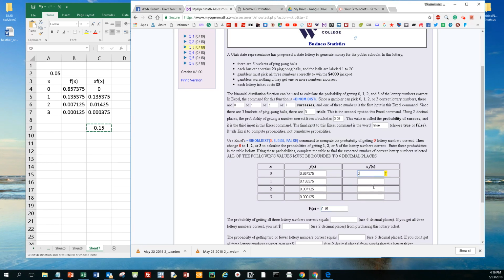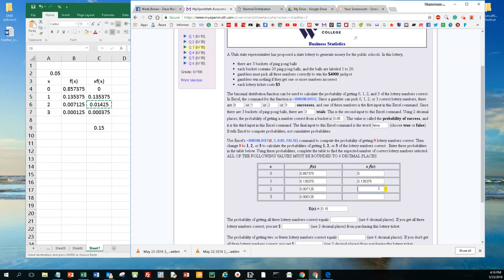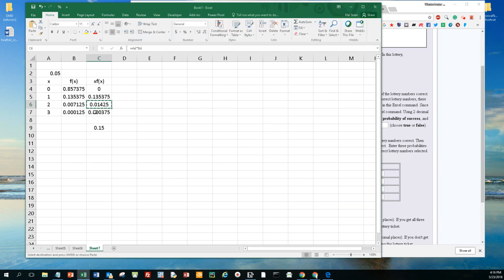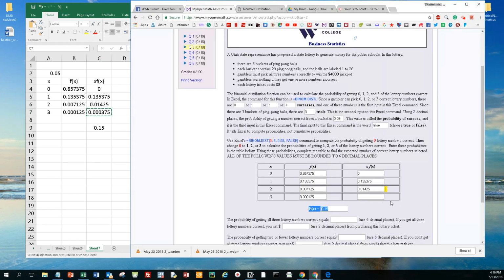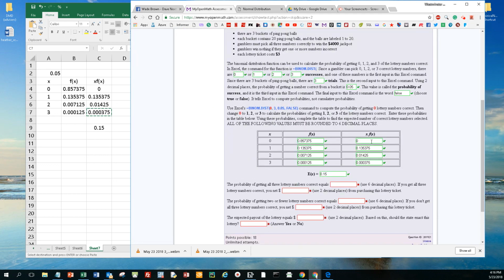This one was 0. This is just times 1. Then we have times 2. Then we have the probability times 3. Let's go ahead and hit enter and see how we're doing. We'll hit OK. And we got everything perfect so far.